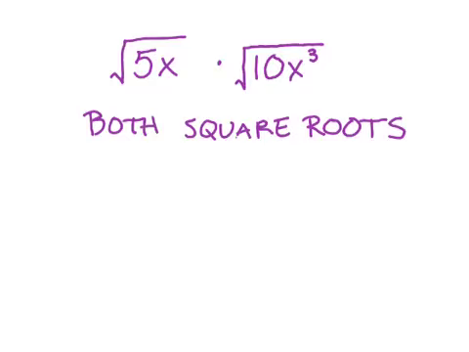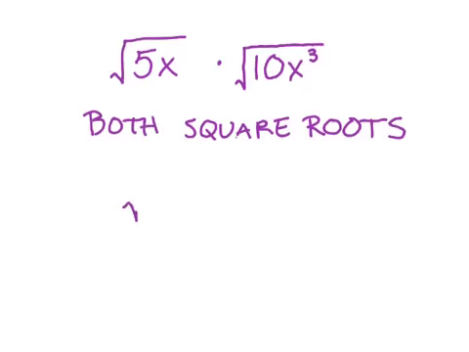Now, you can follow the same procedure even if they were both cube roots or both fifth roots. Whatever the index is, it's fine. You just want to make sure that they match. So whatever you have here, you have the same thing over here. Since these do match, we can go ahead and simplify them.